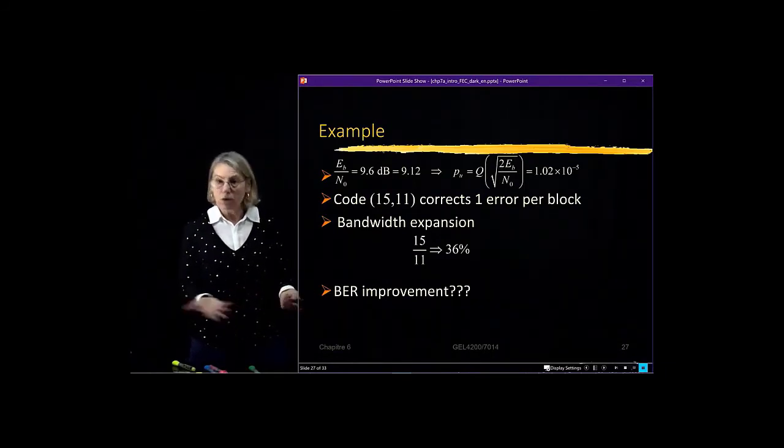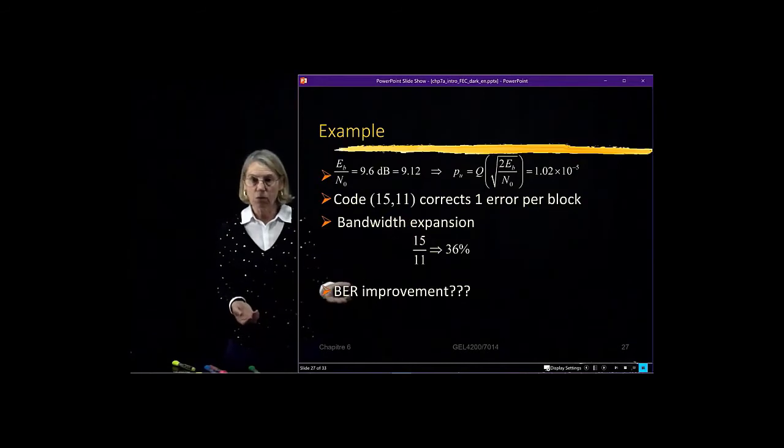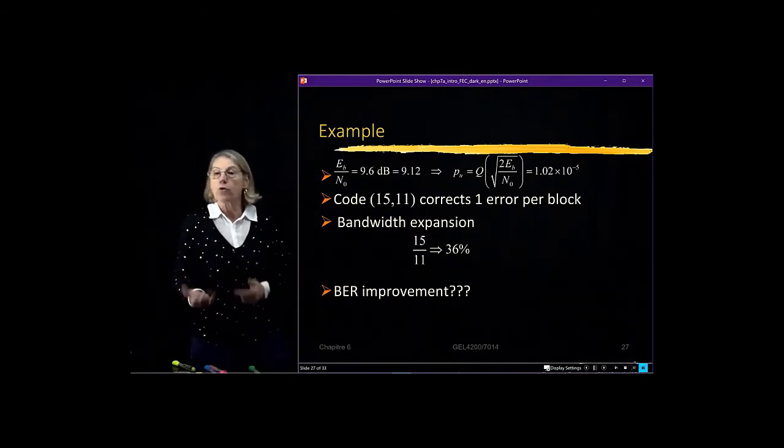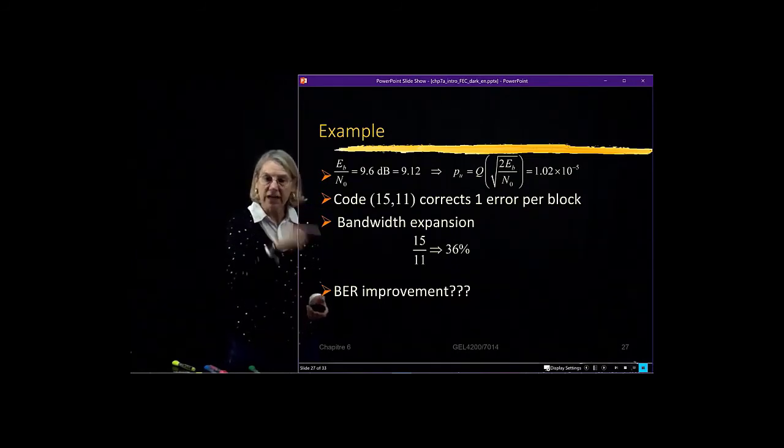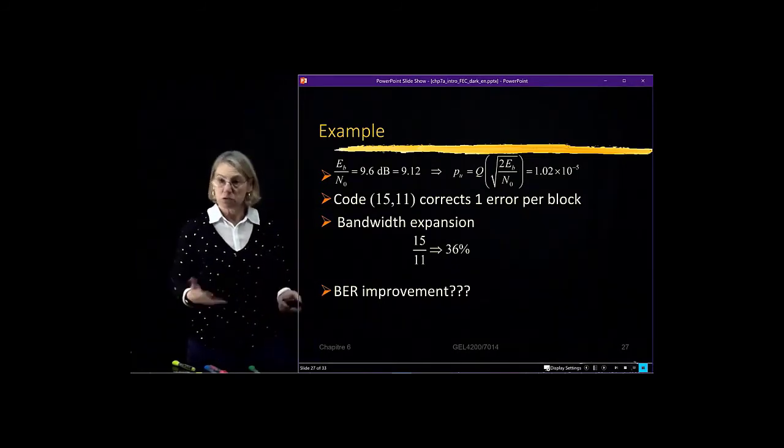Then when I ask the question, well, what do I get? I'm paying 36%. What do I get? Is there a bit error rate improvement? How would I know that? Just given this data, how do I know if this code is going to actually improve things for me? So we'll go through the math.